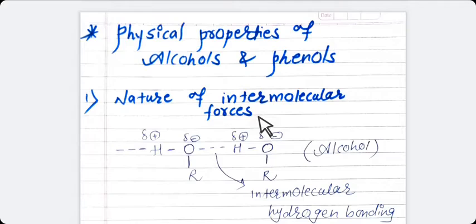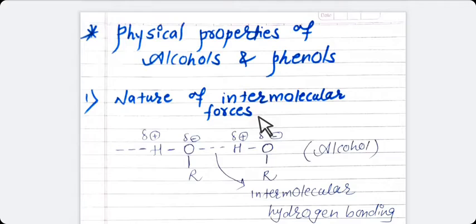Now, the next topic from this chapter is physical properties of alcohols and phenols. In this, the first property is nature of intermolecular forces. Always remember, students, alcohols and phenols are very polar molecules, means carry positive and negative charge.